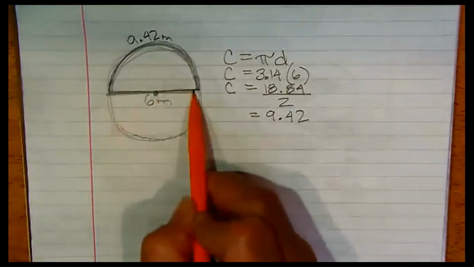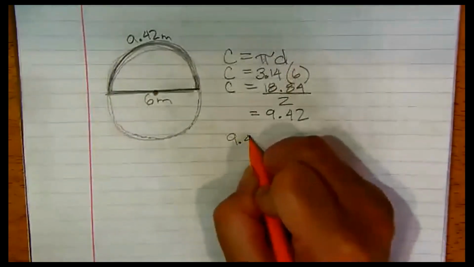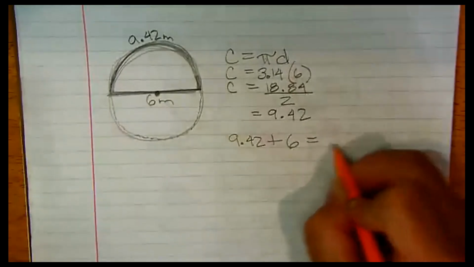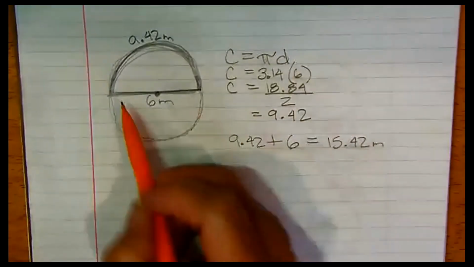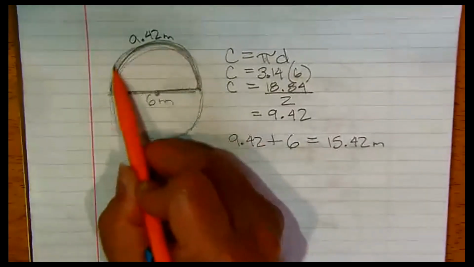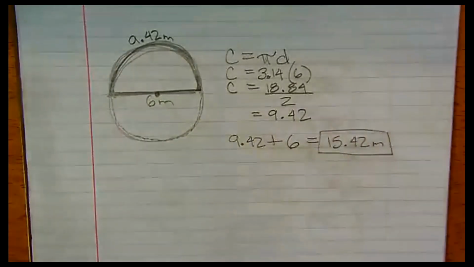And we want to know the perimeter of this semicircle. So I'm going to take 9.42 plus 6, and I get 15.42 meters. So the perimeter of this semicircle is 15.42 meters.